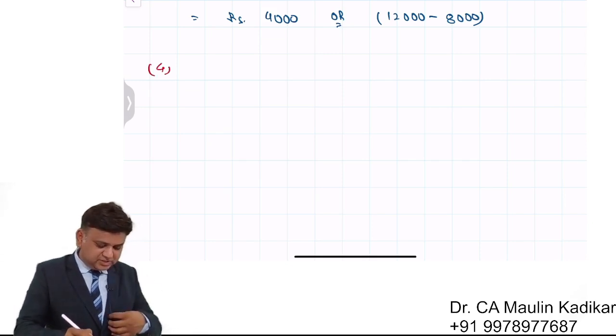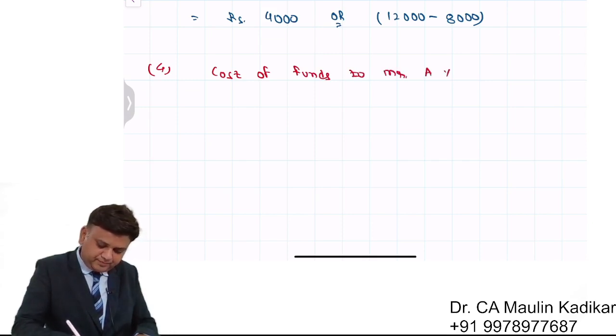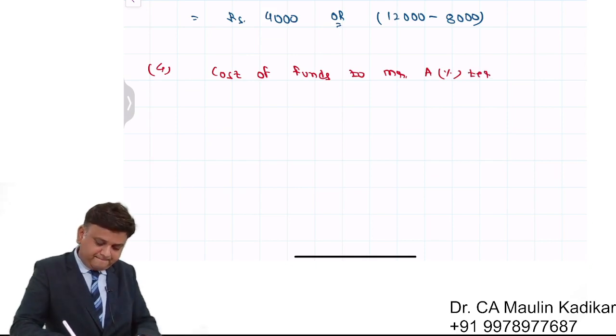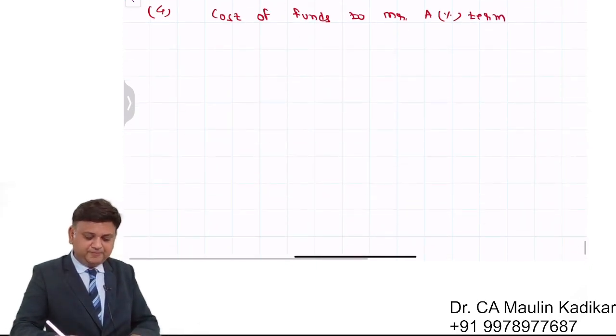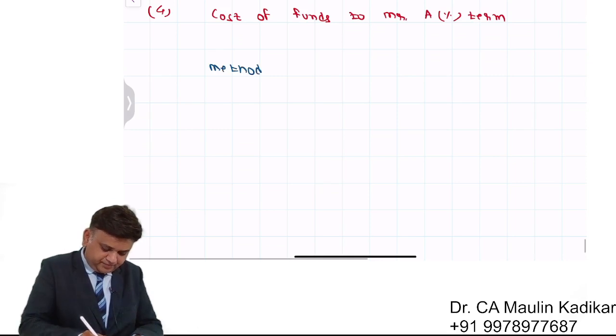The question says that you're required to calculate the cost of funds to Mr. A measured in percentage term. Now I'm giving an explanation to you by two methods. Method number one works in this way.